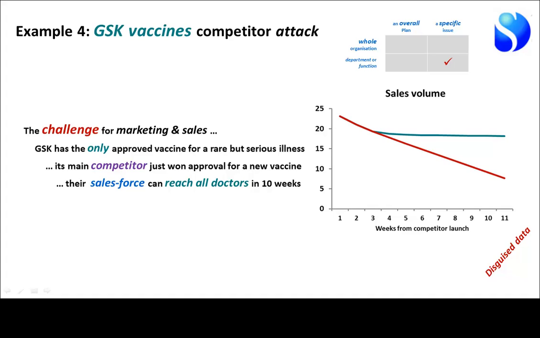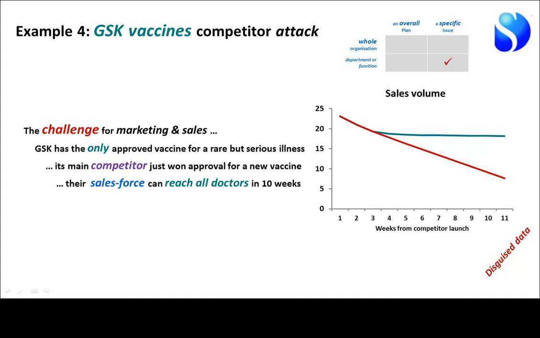And this is a marketing and sales challenge because up until now, GSK has had the only approved vaccine for one of these particular serious illnesses. Now that basically means that any doctors who want to provide their patients with this vaccine have got no choice but to use the GSK product. But what's happened is that its main competitors just won approval. This is regulatory approval, that's medical safety stuff, for their own version of a vaccine for the same illness.